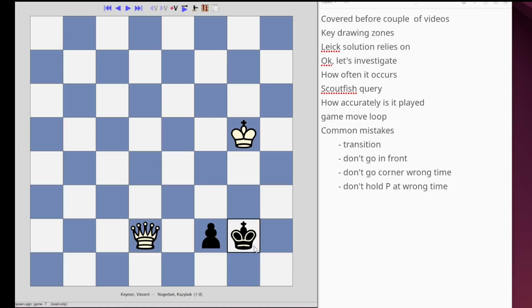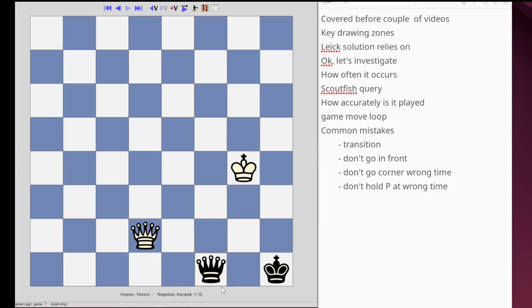Okay. If he'd gone into the corner at this stage, and now white approaches, we promote. And the difference is that this square is available, so there can be checks and all sorts of things. So anyway, that was the mistake. And let's have a look.